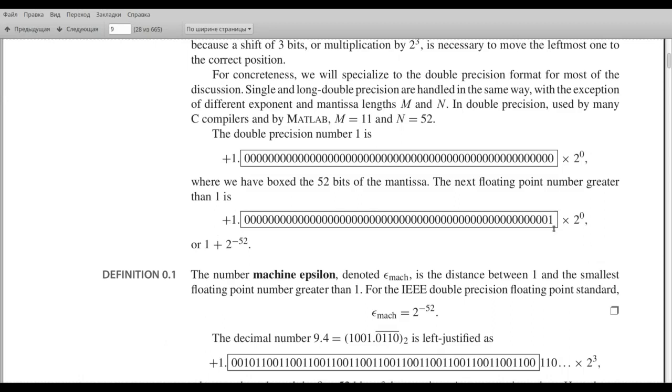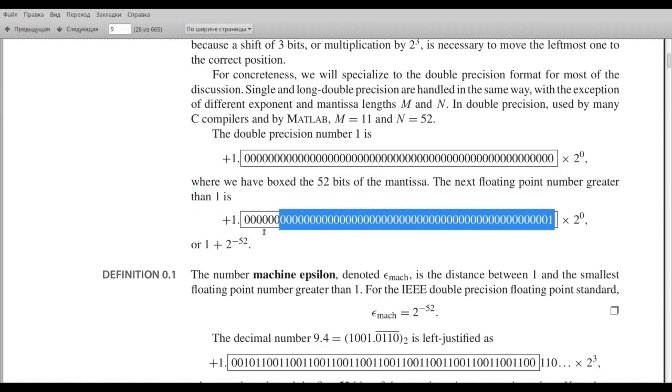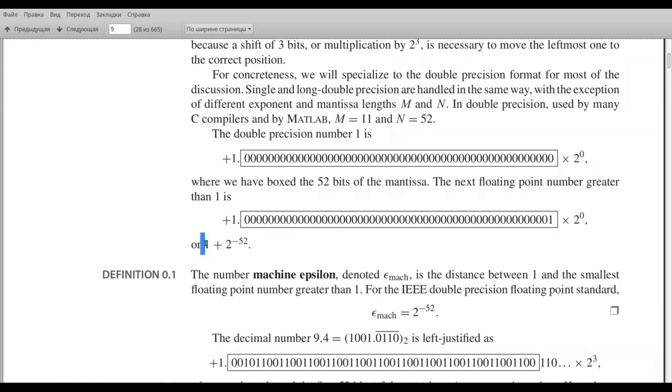Now let us have a look at what is the next floating point number greater than 1. What we need to do is just change the furthest bit of the mantissa, and this will be the next number which we can represent using double precision in the IEEE 754 standard. How can I represent this number? I can represent it as 1 plus, and this is the position. If we are counting, this is position -1, -2, and so on, so this is position -52, because I have 52 bits of mantissa. So 1 plus 2 to the power -52.